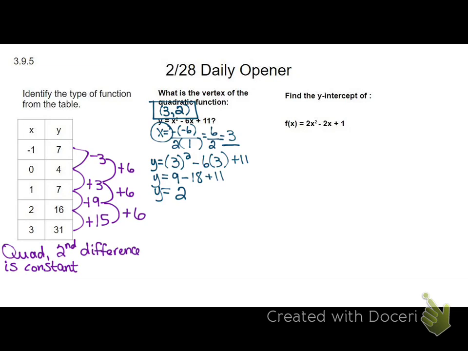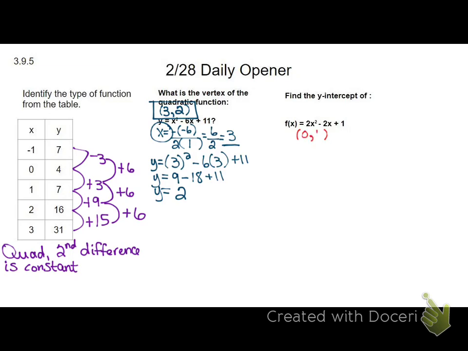Find the y-intercept, not the y-axis, the y-intercept of the following quadratic function. What's the y-intercept going to be here? The y-intercept. This is just a look and see. You don't have to calculate anything for the y-intercept. What is it? So we're going to write it in y-intercept form.